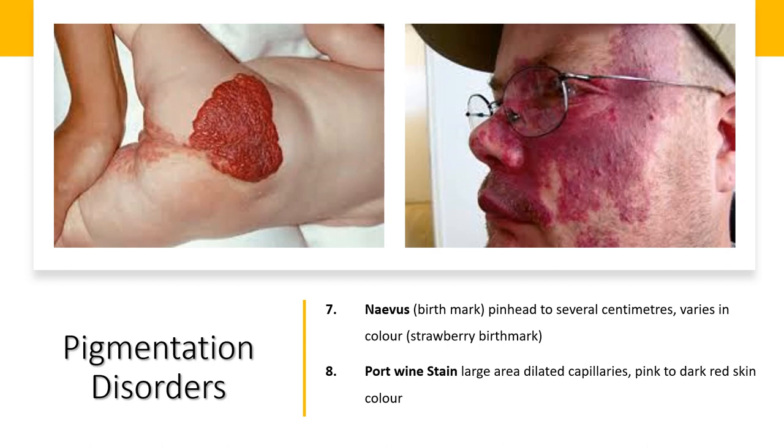Port wine stain is where there's a large area of dilated capillaries which permanently have tainted and coloured the skin so that it's pink to dark red skin colour, which is permanent. But it is usually, people are born with this, and it's known as a port wine stain, a large dilated area of capillaries. We have had questions in the exam about nevi and port wine stains.